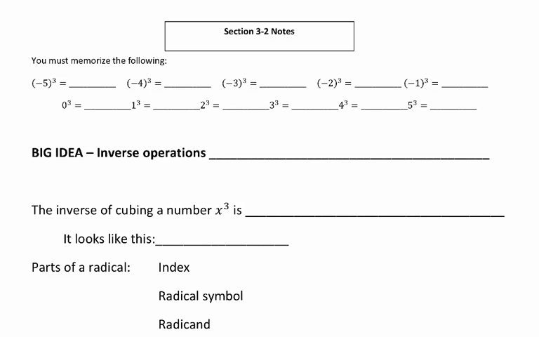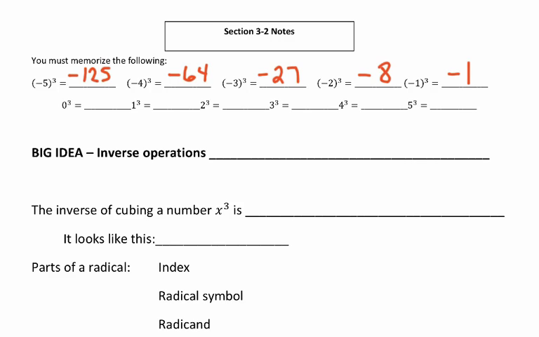So -5 to the third power means -5 times -5 times -5. And that result is -125. -4 to the third power is -64. -3 to the third power is -27. -2 to the third power is -8. -1 to the third power is -1.